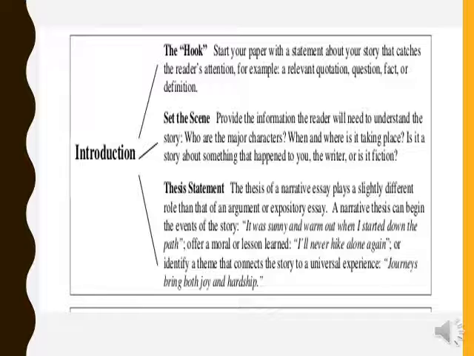Now I move to a sum-up. This is the introduction. The introduction in a narrative essay should contain three parts: the hook, setting the scene, and the thesis statement. The hook is when you start with a quotation, or a statement that catches the reader's attention, with a question, with a fact, or with anything else. Then you have to set the scene, providing the information the reader will need to understand the story.